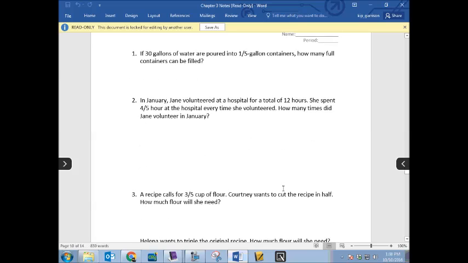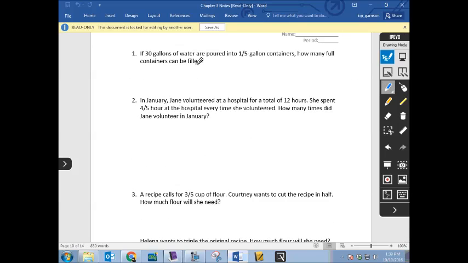All right, got a few questions here we're going to do. If 30 gallons of water are poured into 1/5 gallon containers, how many full containers can be filled? Again, ask yourself, whole divided by part equals part. What's the whole? What's the total amount? What's being divided? Hopefully you're all seeing it. Well, it's got to be 30, and I'm dividing it by 1/5.